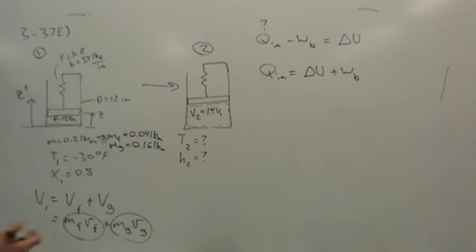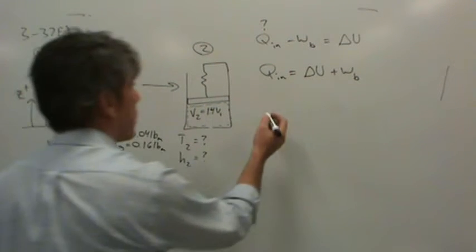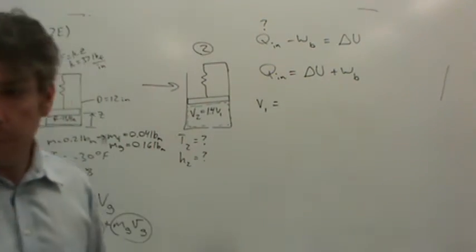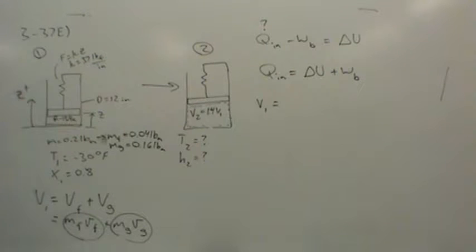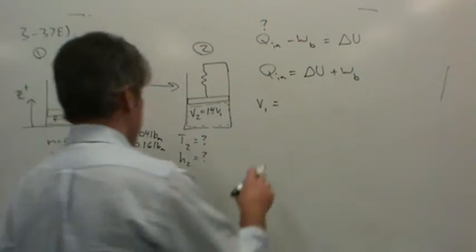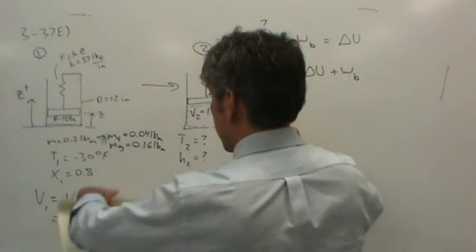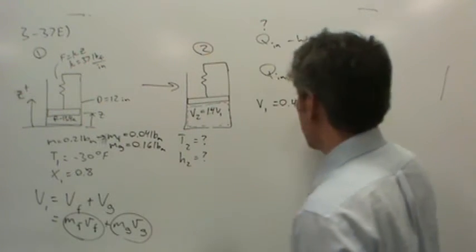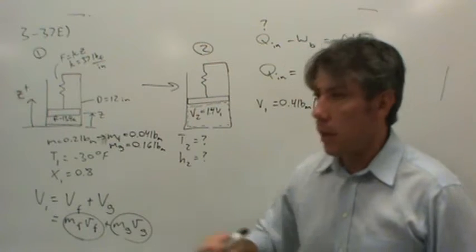So we should be able to look up VF and VG and figure out the volume in state one. I need some more space, so I'll move over here. Help me do this. Go to the back of your book and look up the specific volume of saturated liquid at negative 30 degrees. Remember, it's for R134A. Don't go to the steam tables. Go to the 134A tables. While you're there, we'll also get VG. So total volume 1, mass of liquid 0.4 pound mass. What's the specific volume of saturated liquid at negative 30 degrees Fahrenheit?